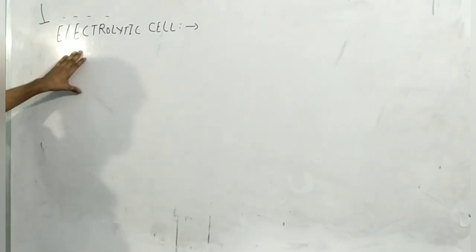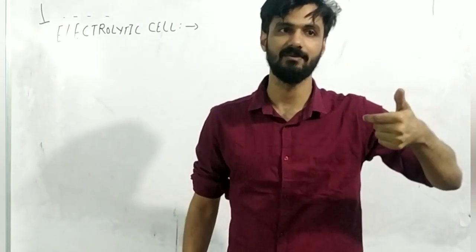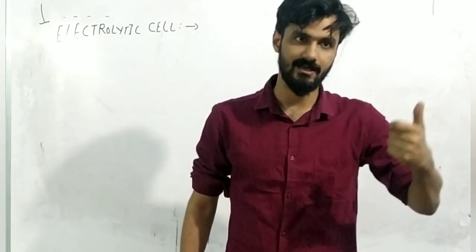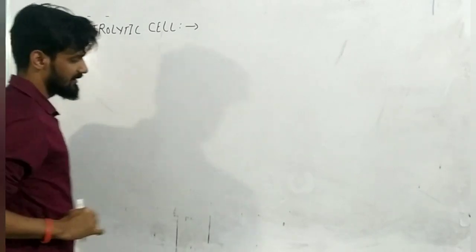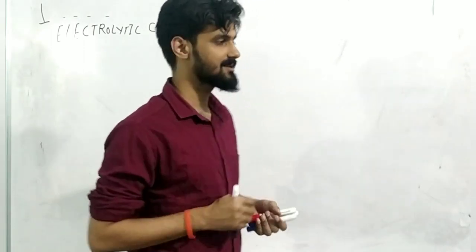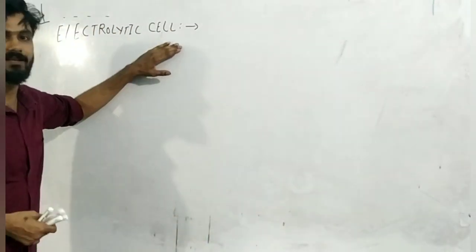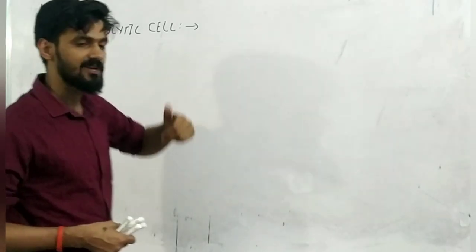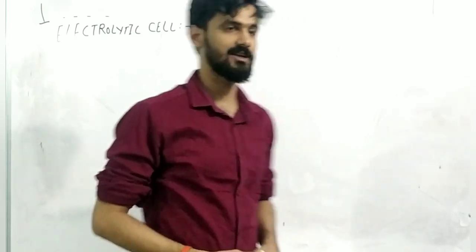In an electrolytic cell, we carry out a non-spontaneous chemical reaction with the help of an electric current. So I have told you two things: one is a spontaneous chemical reaction and another is a non-spontaneous chemical reaction. Before discussing the definition of the electrolytic cell, I am going to discuss the definition of spontaneous and non-spontaneous chemical reactions.